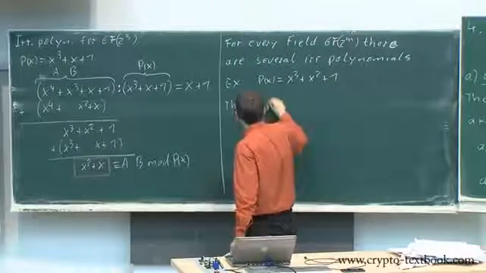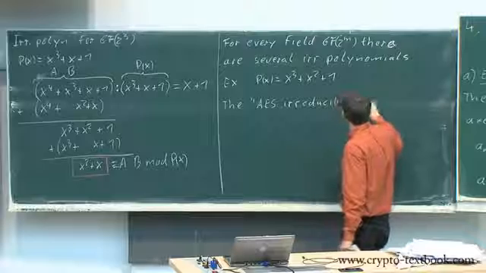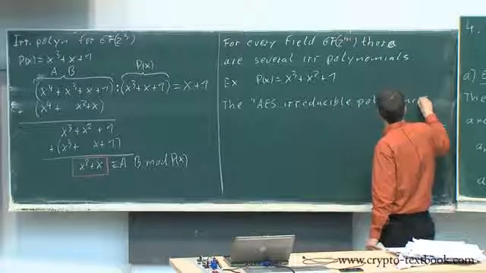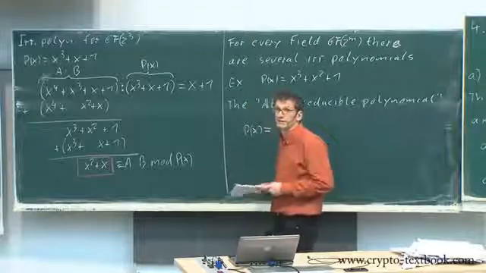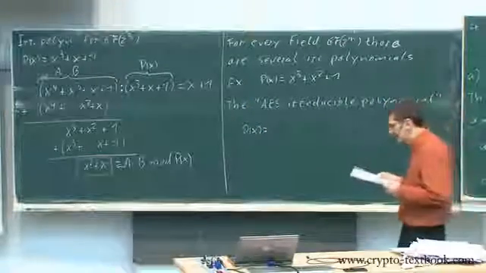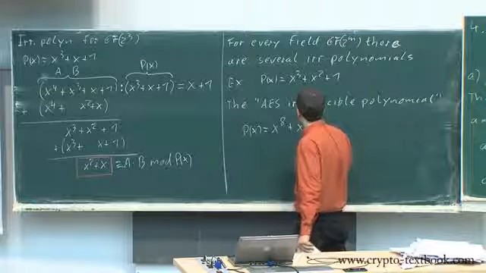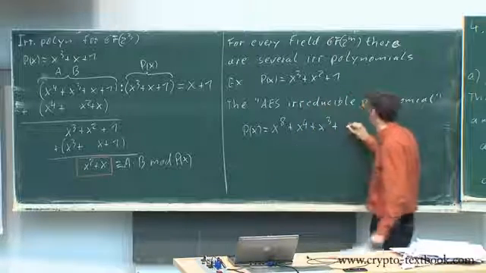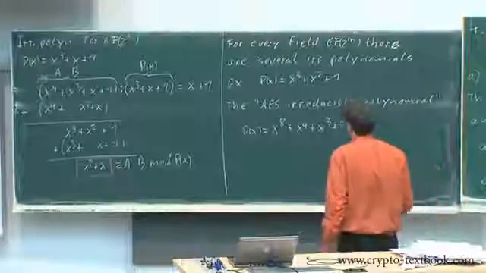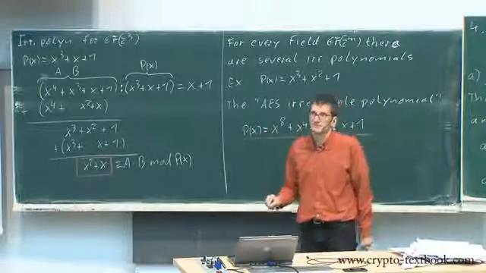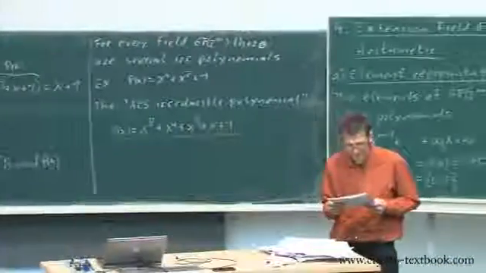And I call that the AES irreducible polynomial. Since here we're dealing not with GF2 to the 3, but GF2 to the 8, P of x is x to the 8 plus x to the 4 plus x cubed plus x plus 1. This is not totally unimportant, okay? I don't know whether you have to remember that by heart, but it doesn't hurt. It's not the worst thing if you remember that, okay?